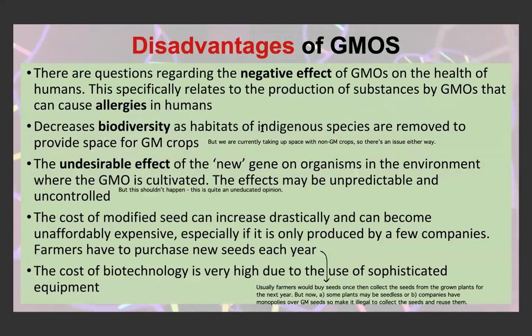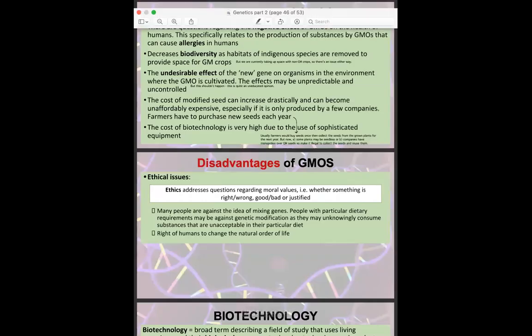Some of the disadvantages of GMOs, well, there are sometimes questions regarding the health of humans, how GMOs affect that health, and this is specifically relating to the production of substances by GMOs that can cause allergies in humans.